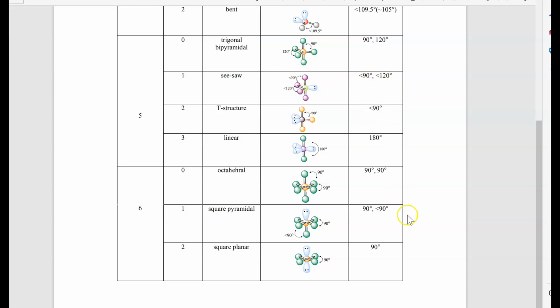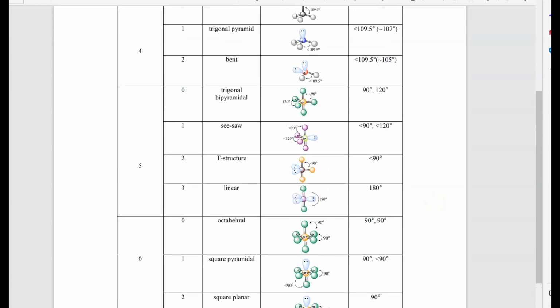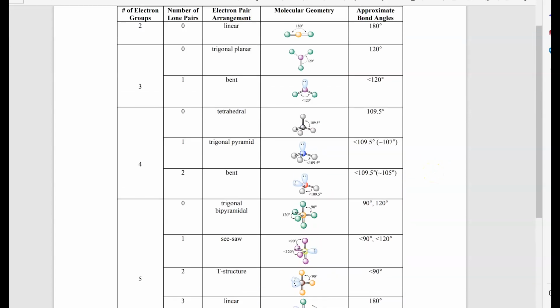If you just know the roundabout numbers, that's good enough. So in other words, you don't need to know that it's less than 90. If you just put 90 for that, it's acceptable. And for the trigonal pyramidal, if you just put 109.5 for these two, the bent and the trigonal pyramidal that has 4 along with tetrahedral, it's really good enough. It doesn't need to be more advanced than that.